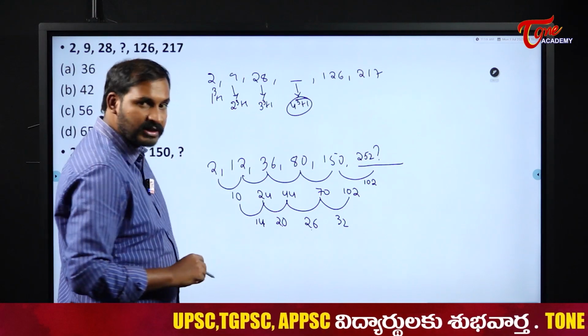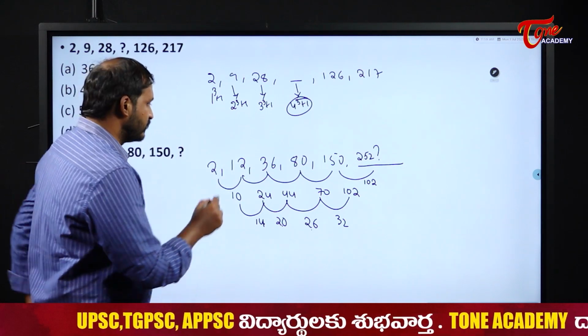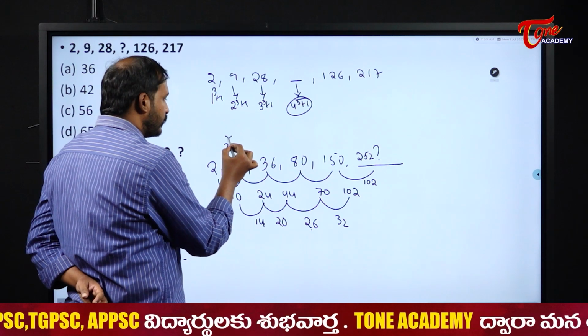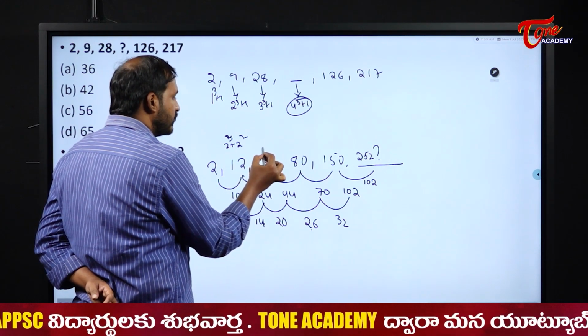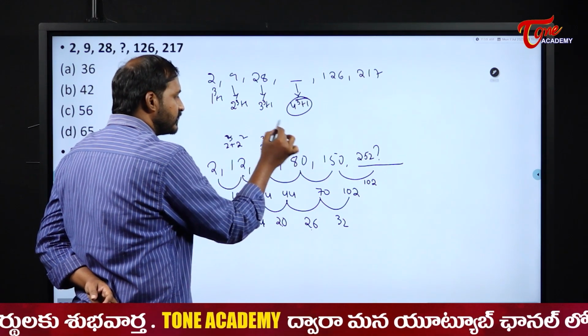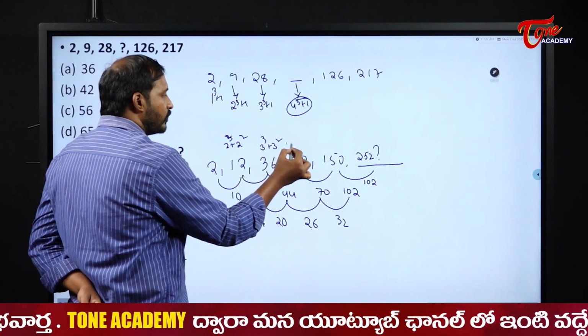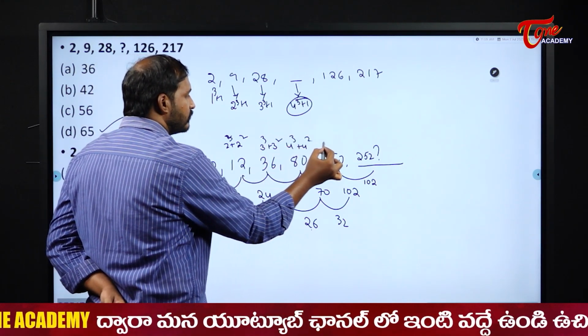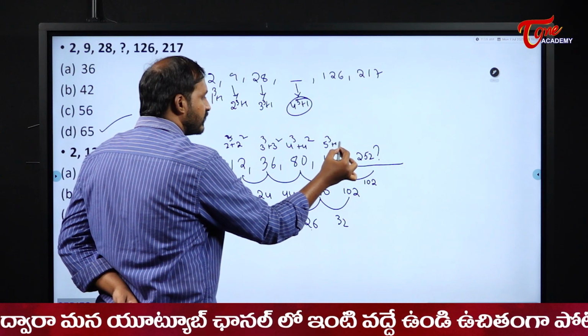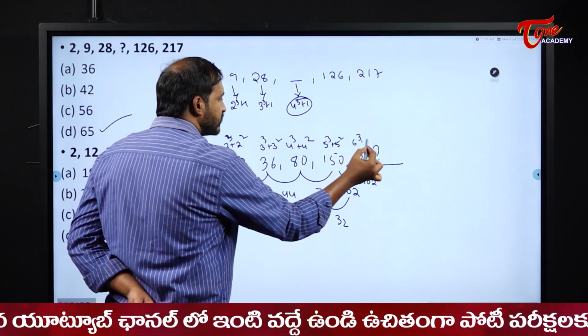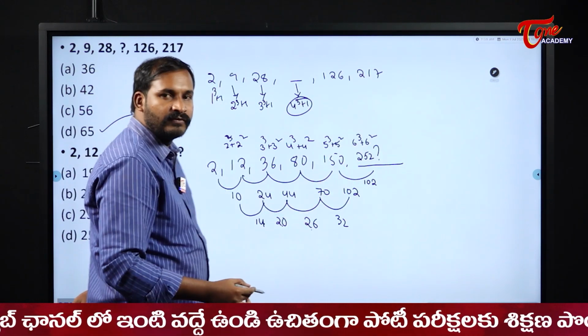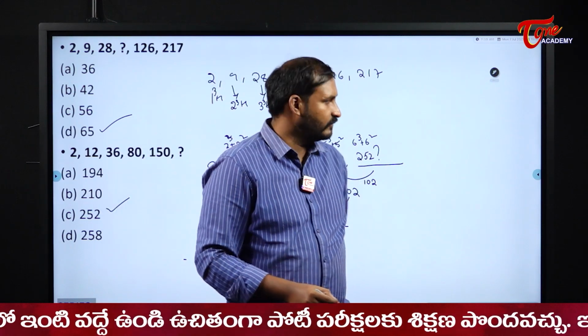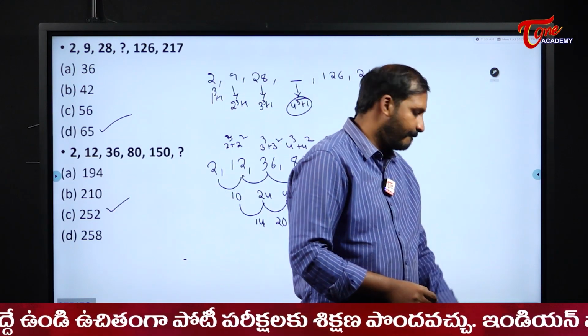That is one method. What is the other one? Just now we have observed 2 cube plus 2 square, 3 cube plus 3 square and so on. 4 cube plus 4 square, 5 cube plus 5 square. Next it will become 6 cube plus 6 square. Anyway you will get the same answer, 252.